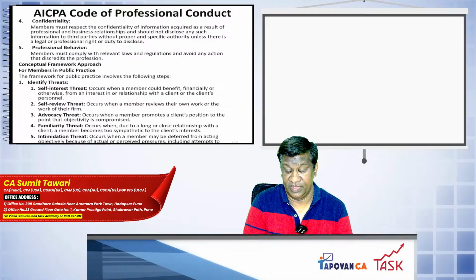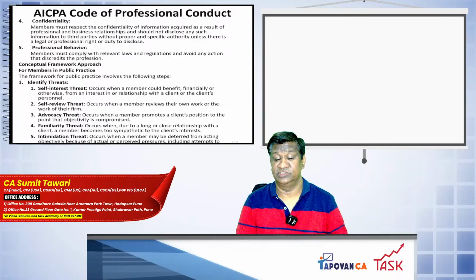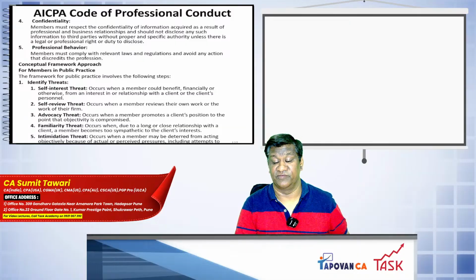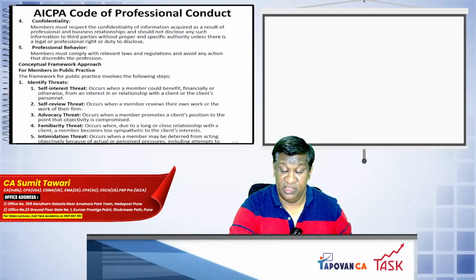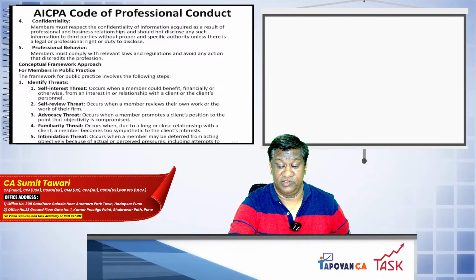Second, peer review, state society, AICPA. In any inquiry related to the professional institute, you can disclose the information, and if it is legally binding on you. Even for the client's benefit, you cannot disclose the information. That we already discussed.